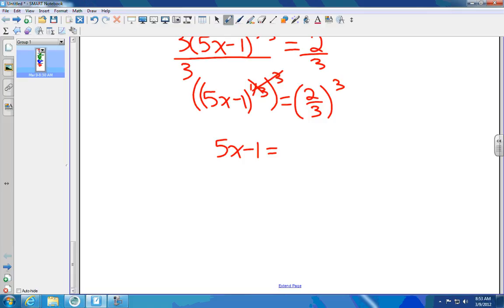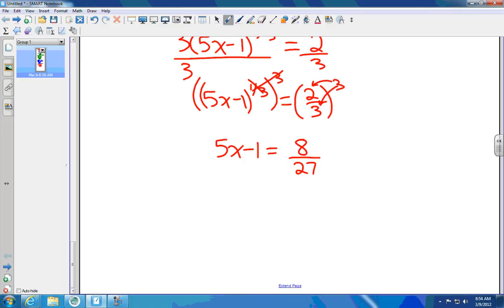What's 2? It's not 1. It's 2/3. What's 2 to the 3rd power? 8. What's 3 to the 3rd power? 9. 27. Oh, I now see what you were doing. This is not multiplying times 3 to give you 2. It's not multiplying times 3. That's an exponent.